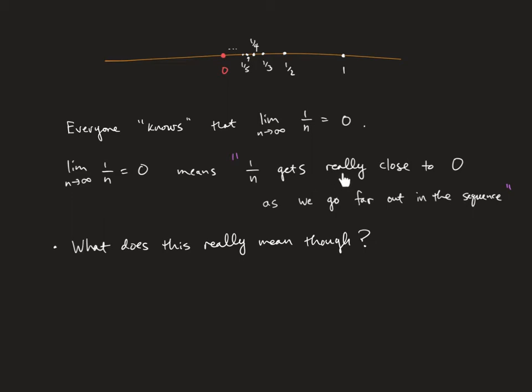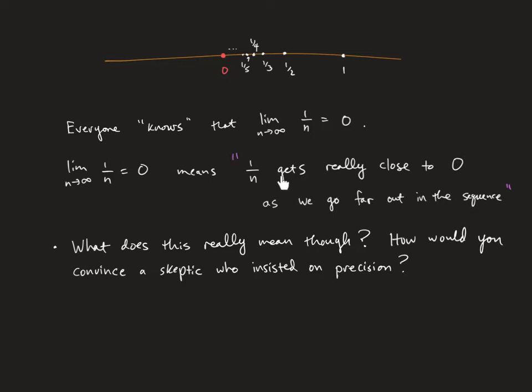You're using words like really close and far out. Right, these are qualitative words. I'm going to insist you be precise about this. I'm going to insist that you turn these qualitative words into quantitative words, so that there's no possibility for ambiguity in this statement. So our skeptic here is going to make a precise challenge.